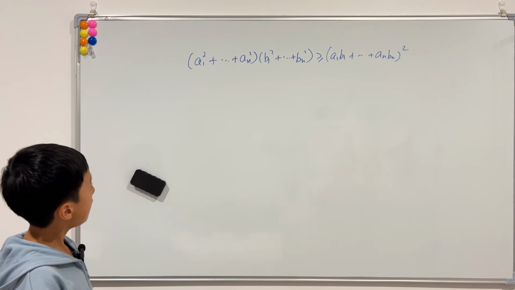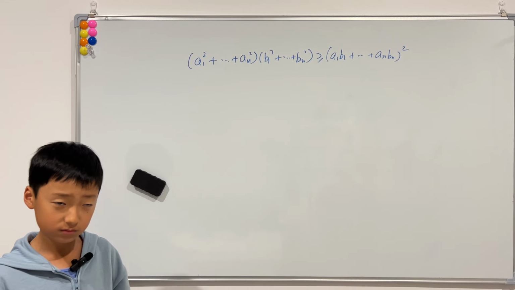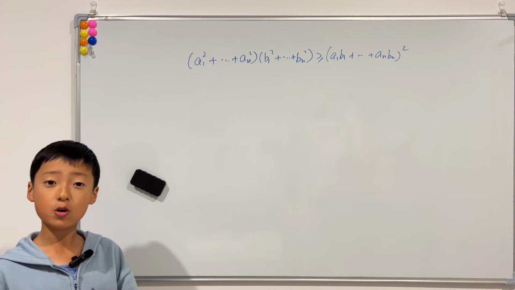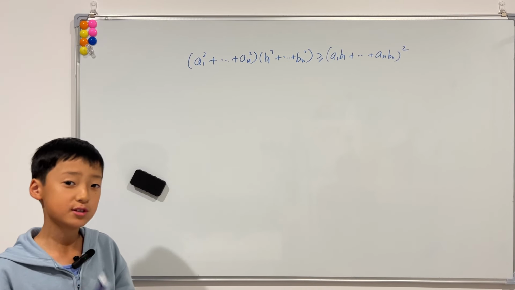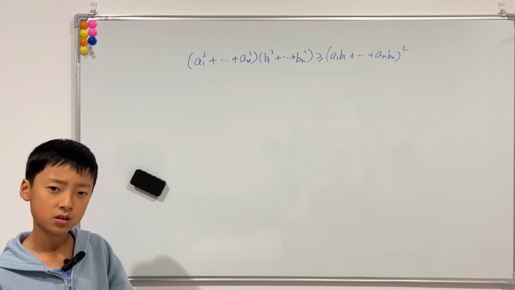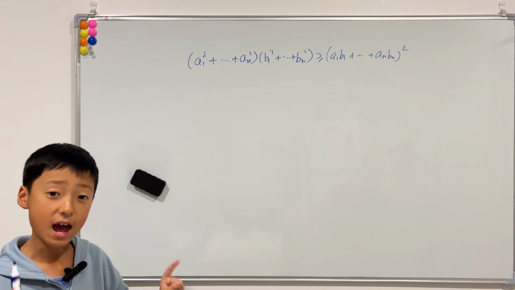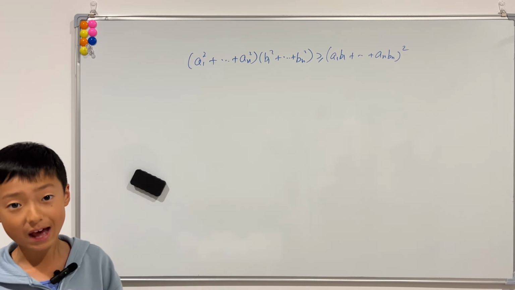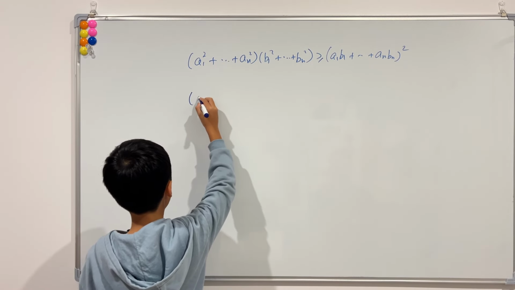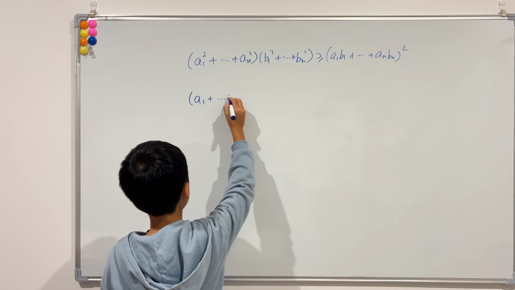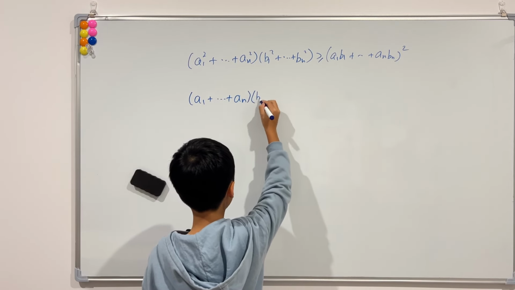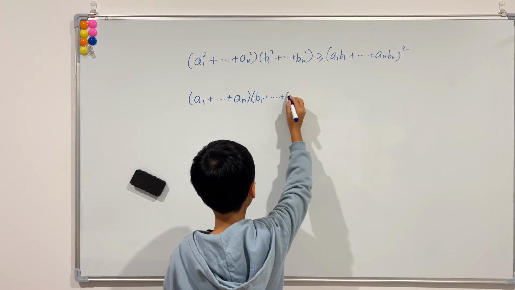Well, we see there are a bunch of squares, right? And just a note, in our questions, we actually don't have the squares. So how can we use this Cauchy inequality? Well, you can actually write the Cauchy inequality without squares. So you can actually write it as a1 plus all the way to an, and then times b1 all the way to bn.